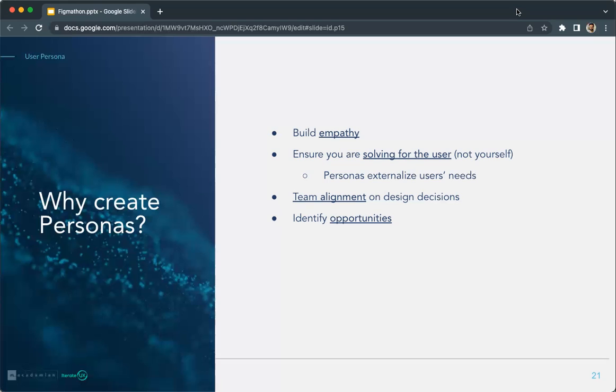And lastly, it also helps you identify opportunities. So based on the needs and the pain points that you have put together, you can think of different ways you can solve for those needs and solve for those pain points, which kickstarts that ideation process.